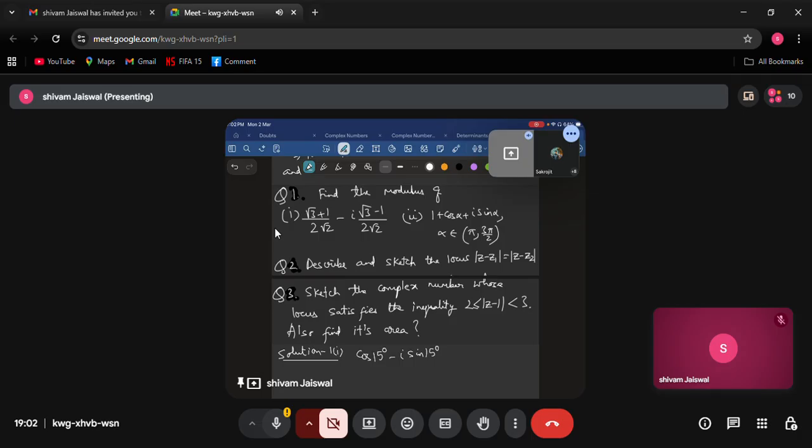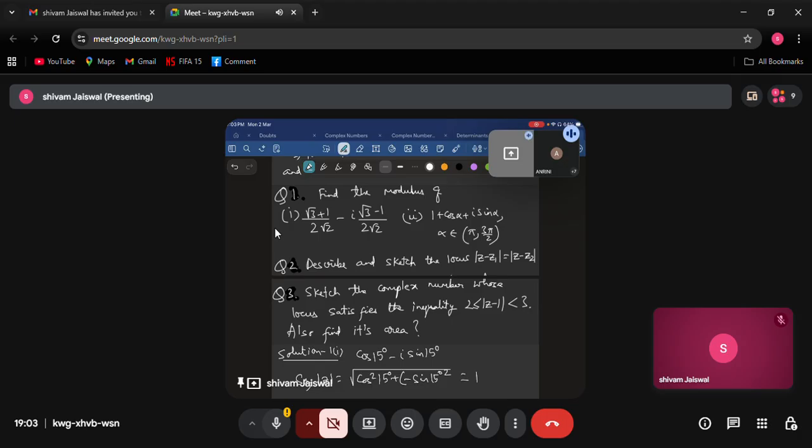Onini. Yes, sir. So what is mod z? 1. Root over cos square 15 degree plus minus iota sine 15 degree. Sorry. Plus minus sine 15 degree square. This will come as 1 only. Very simple. Okay.